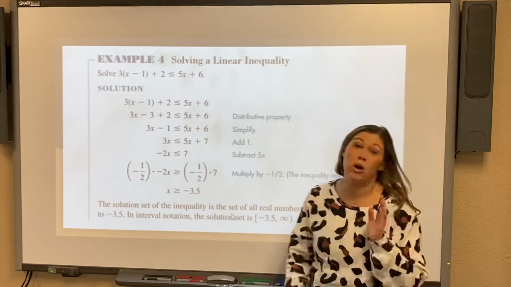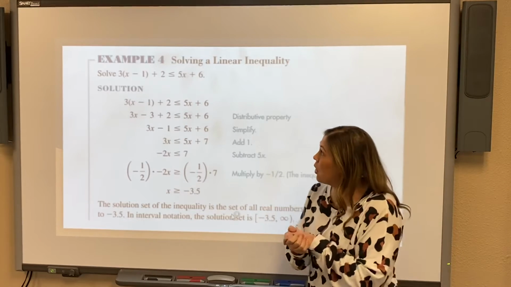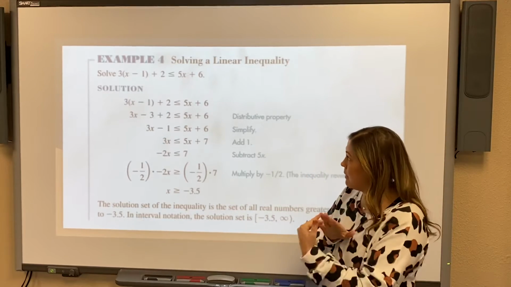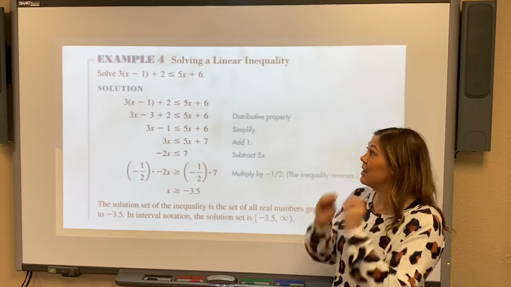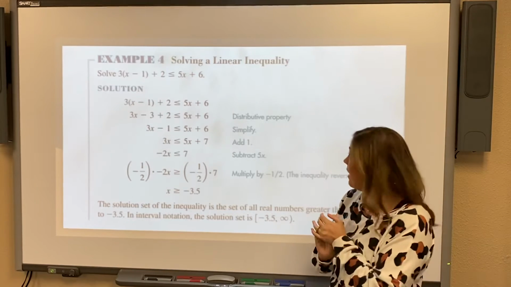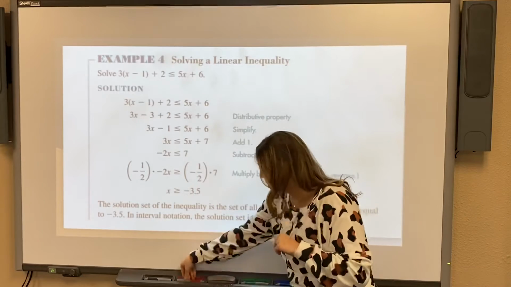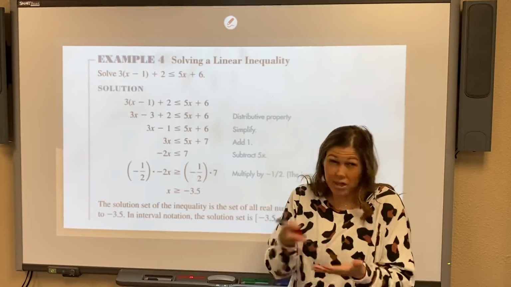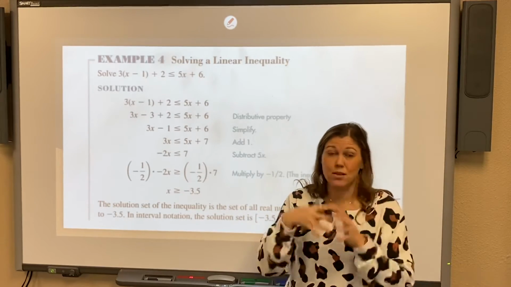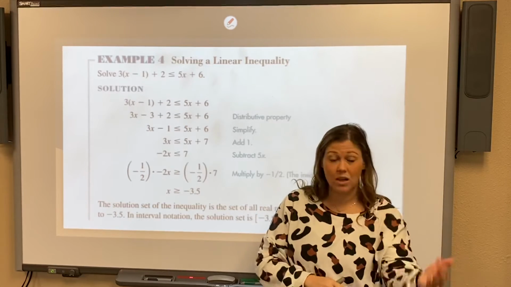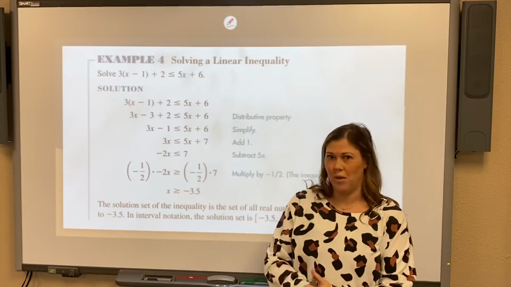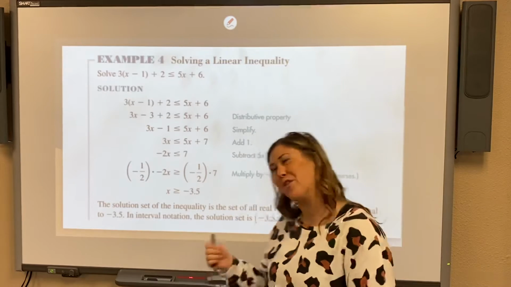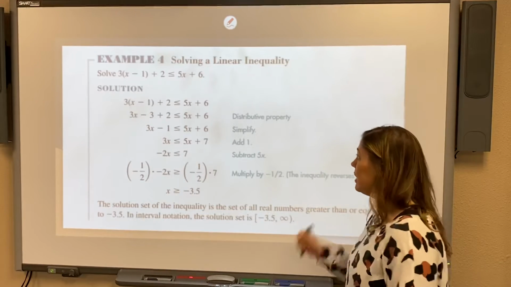So now let's talk about linear inequalities. So we have 3 times x minus 1 plus 2, which is less than or equal to 5x plus 6. So whenever we solve these, not a lot has changed, okay? You still do the same process. We want to get x on the left, number on the right. But we have to be careful.